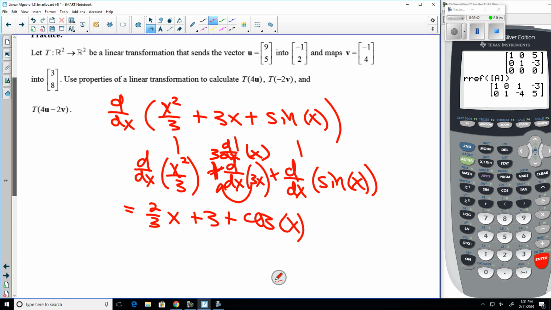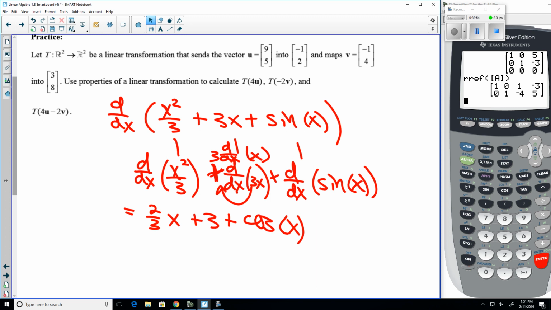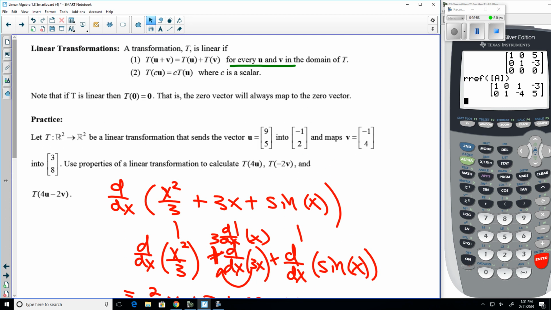What about integrals? You take integrals separately in a sum. Can you factor out constants? Yes. All right, so this is a nice property to have, and we are interested in these transformations of vectors that have the same properties. So if it has these two properties, it's called a linear transformation.